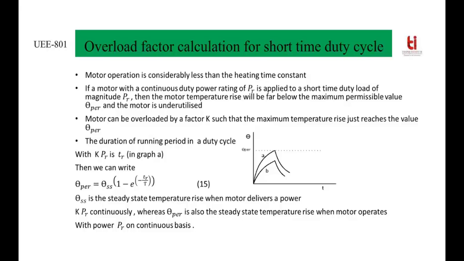Then by writing the first order differential equation we can write the expression 15 as theta permissible is equal to theta SS into 1 minus e to the power minus TR by tau. Here tau is the heating time constant of the machine. Theta SS is the steady state temperature rise when motor delivers power KPR continuously. At the same time, theta permissible, theta PER is also the steady state temperature when motor operates with power PR on continuous basis.